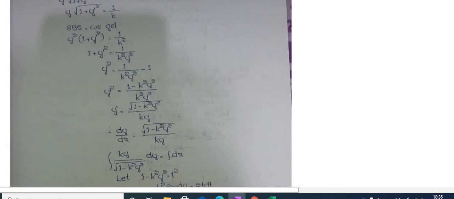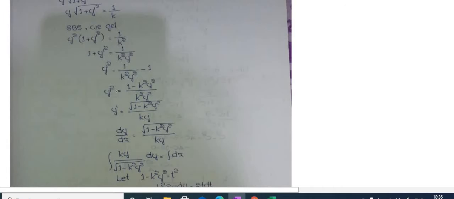That's why we are taking squaring on both sides. Y becomes y square. Root and square get cancelled. 1 square is 1. K square is k square. Multiplication becomes division. Plus 1 becomes minus 1. Take LCM, that is k square y square. Here 1 minus k square y square.